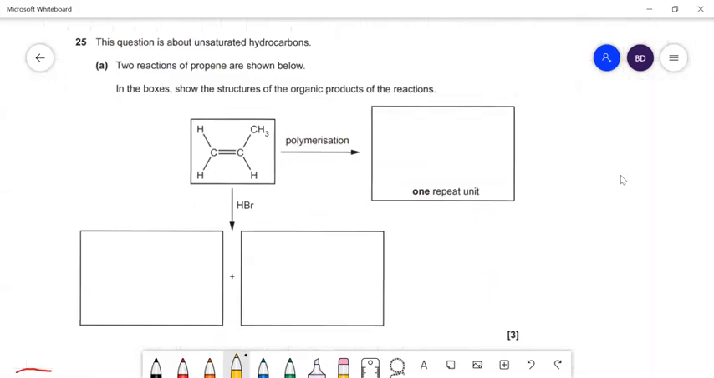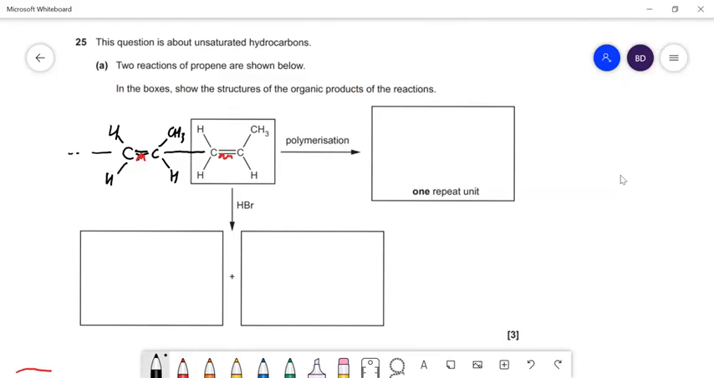Right, a bit of organic chemistry now. Unsaturated hydrocarbons. Two reactions of propene are shown below. In the boxes show the structures of the organic products. Right. Polymerization, then this one here, what happens in polymerization? Well, if I just draw one next to it, what happens is we break the double bond, don't we? Break the double bonds, and we form a new bond between those two, and this sort of carries on forever.